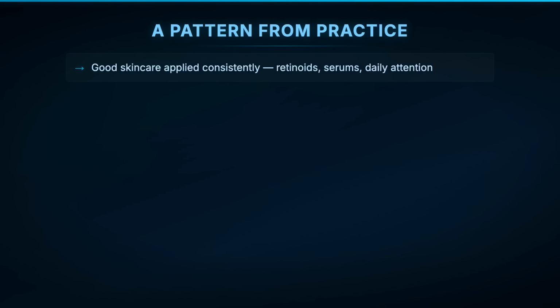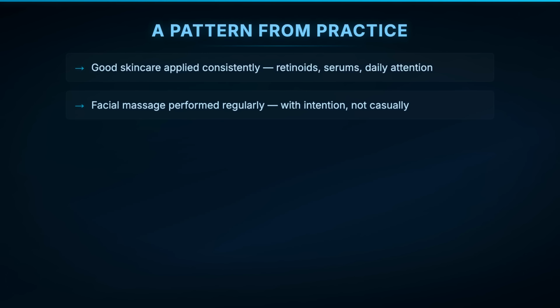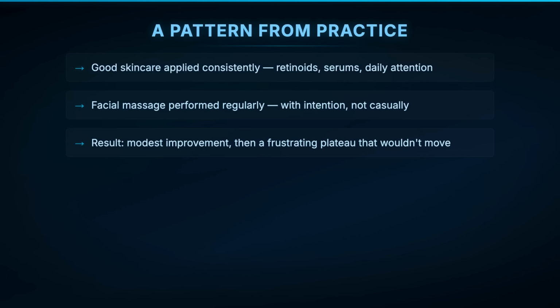A guitar string tuned too tight at the peg. The note at the other end is distorted. A river delta choked at its mouth. The whole watershed backs up. Flash comparisons both, but the directional logic is the same.